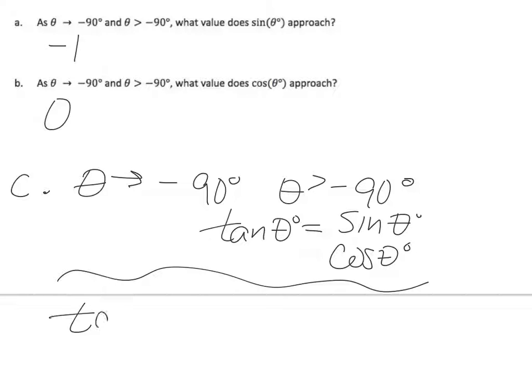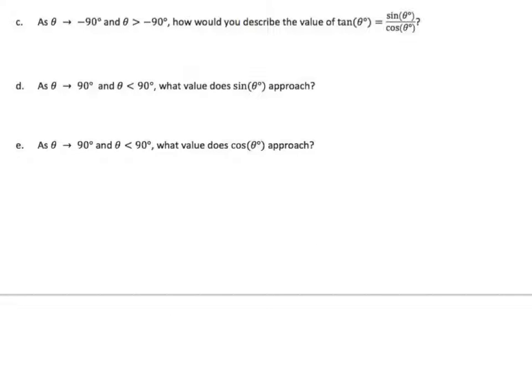Well, as tan theta approaches negative infinity. Moving on. Okay, we just did this one. Sorry, I did it on the last page. How about as theta approaches 90 degrees and theta is less than 90, what value does cosine theta approach?